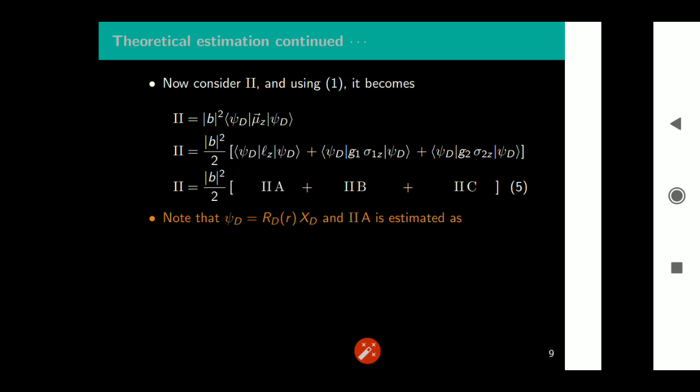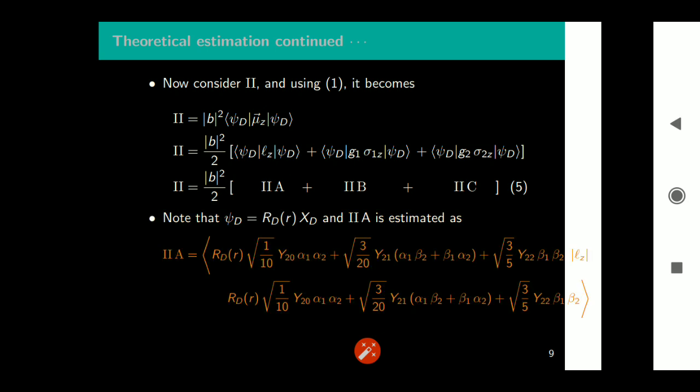Keeping that in mind and considering only the 2A part of equation 5, the expression becomes like this. The bra vector is a very lengthy expression which contains the radial wave function part and the spin angular wave function part. What is important to note is that this is acting on only LZ, the angular wave function. So LZ only acts on the angular wave function. It doesn't act on the radial wave function and doesn't act on the spin wave function.